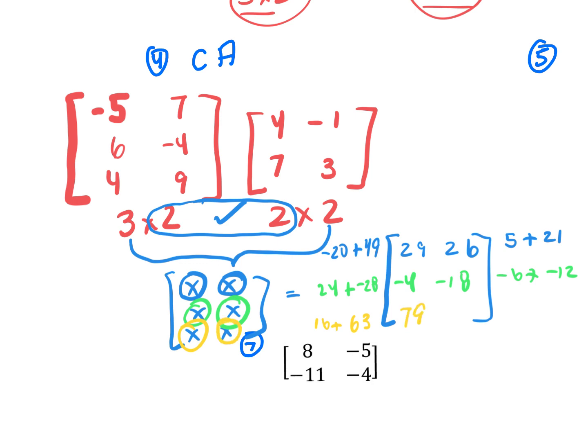Now I'm going to find that piece there. It's going to be third row, second column. So 4 times negative 1 is negative 4, plus 9 times 3 is 27. And that is going to give me 23. And there's your answer.